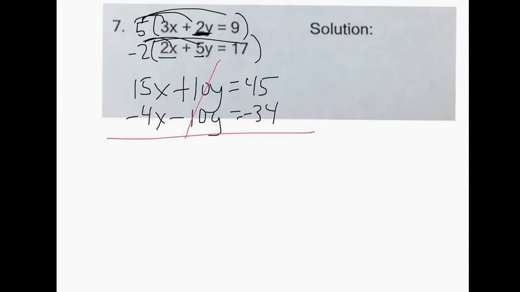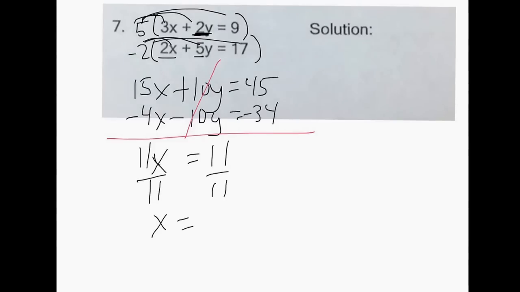There's my cancellation that I wanted to happen, my opposites. So 15 minus 4 is 11x equals 45 minus 34 is 11. Divide both sides by 11, and you get x equals 1.